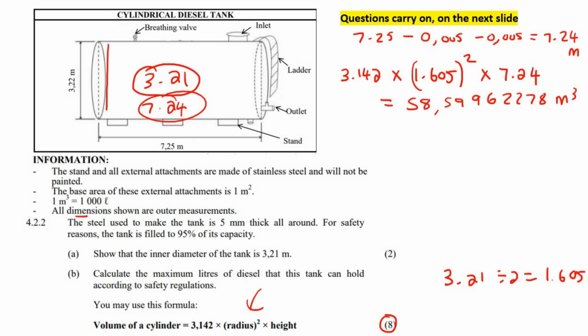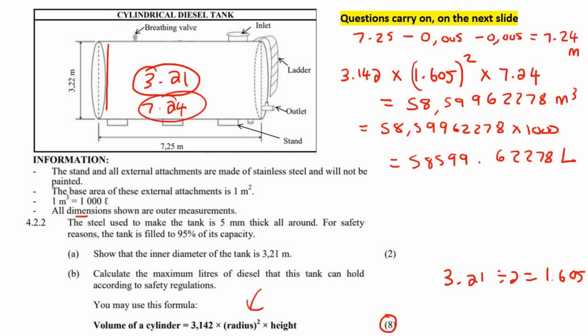Now, they said here that 1 meter cubed can hold 1,000 liters. Okay, so we can multiply that by 1,000. And so that's going to be 58,599.62278 liters. But now that is if your tank is completely full, but we are not going to make it completely full. We're going to only make it 95% full. So we're going to now work out what is 95% of that amount.